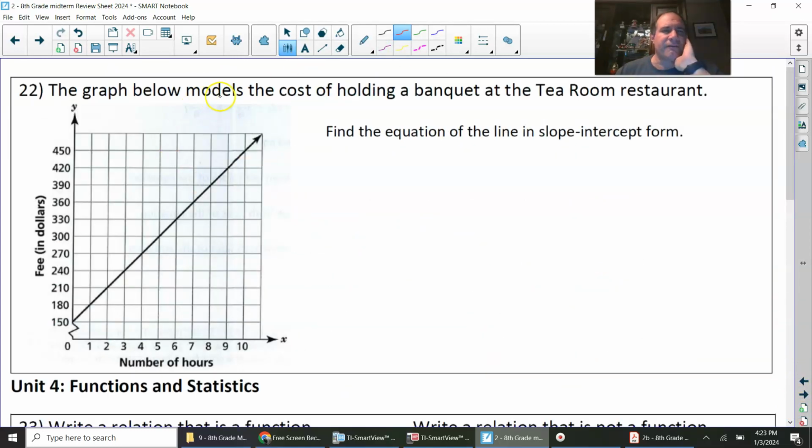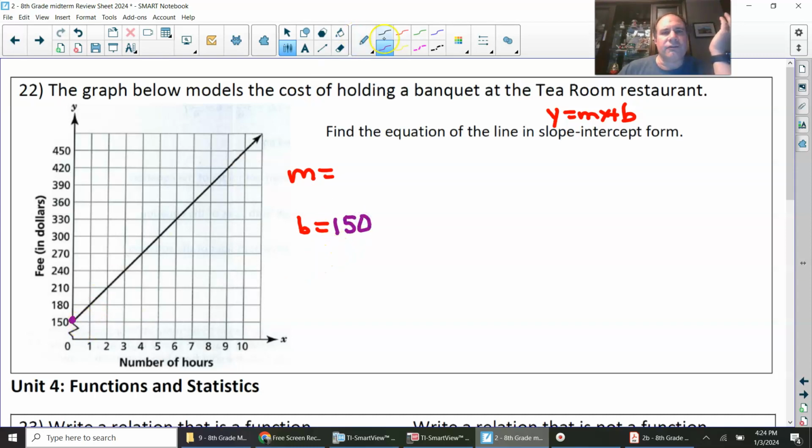Number 22, the graph models the cost of holding a banquet in a tea room. Who cares? Find the equation of a line in slope-intercept form. That slope-intercept form is y equals mx plus b. The m is what you need. The b is what you need. So we're just going to go for the y-intercept first. Here's the y-intercept right here. It is 150. I'm going to put that down first.